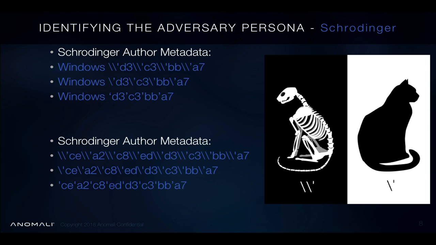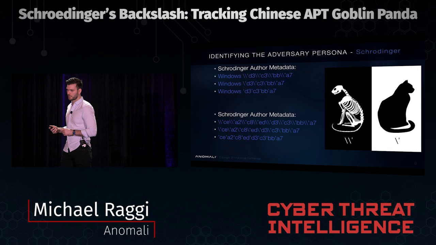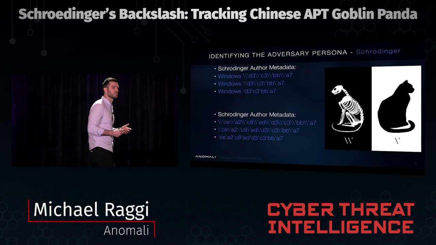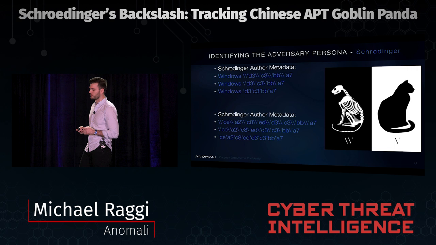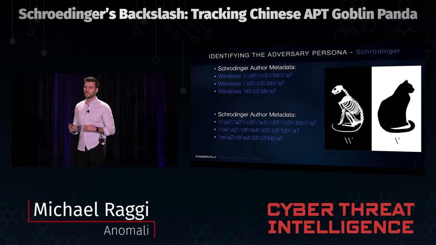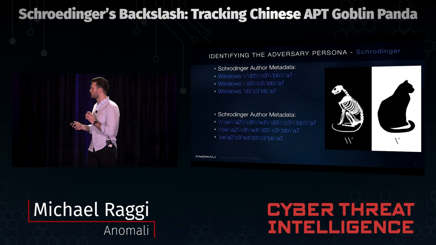So now that we've talked a little bit about RTFs and the data associated with them, it's time to identify our adversary. In this case, Schroedinger. The title of this presentation is Schroedinger's Backslash. Schroedinger's Backslash is a term that a colleague of mine came up with, again, Sarah Jones of FireEye. We were discussing a campaign in which these were being utilized where these two strings were appearing in association with RTF phishing files. In addition to being associated with Goblin Panda, they were also subject to a pretty interesting analysis quirk that occurred utilizing VirusTotal.